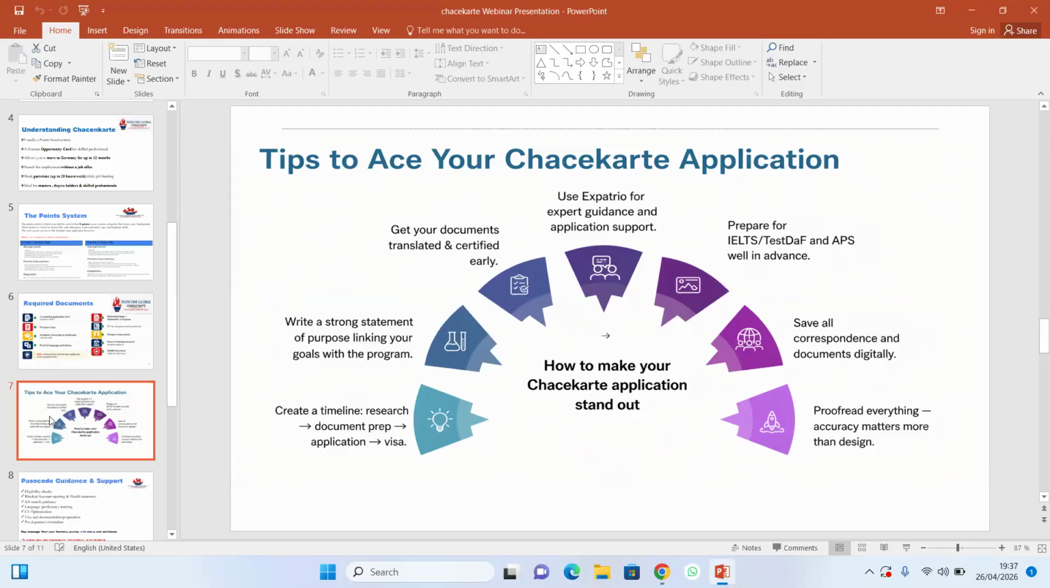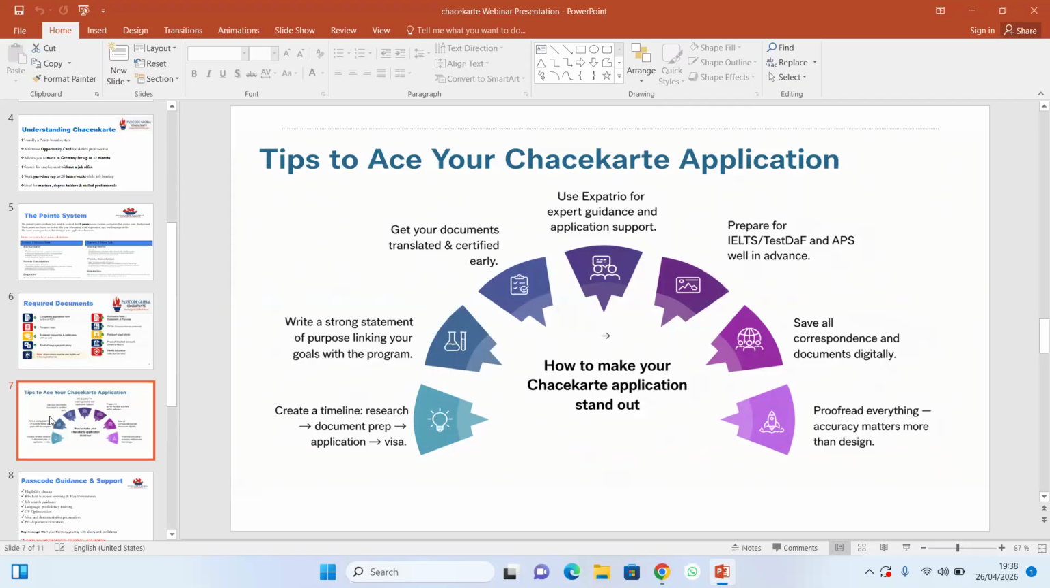We also write you a strong statement of purpose linking to your goals and the program. So we're going to generate a motivation letter for you, and the personal statement as well. For your documents, we make sure that you get them translated and certified early so that once you have everything, the only thing remaining is getting the feedback so that we start the blocked account opening, which is now the first step that you need to do for the Chancen Karte.